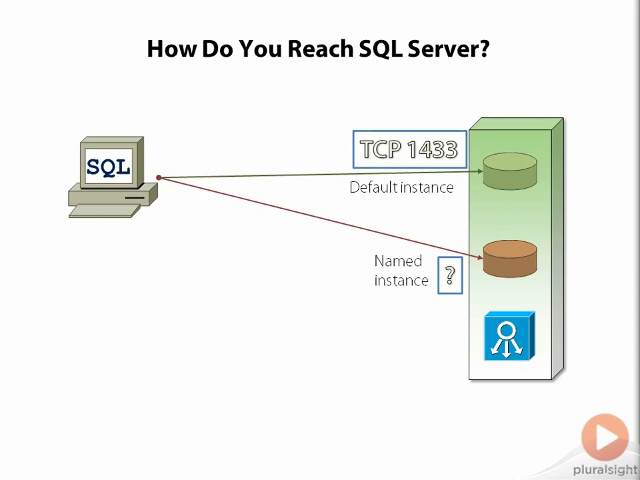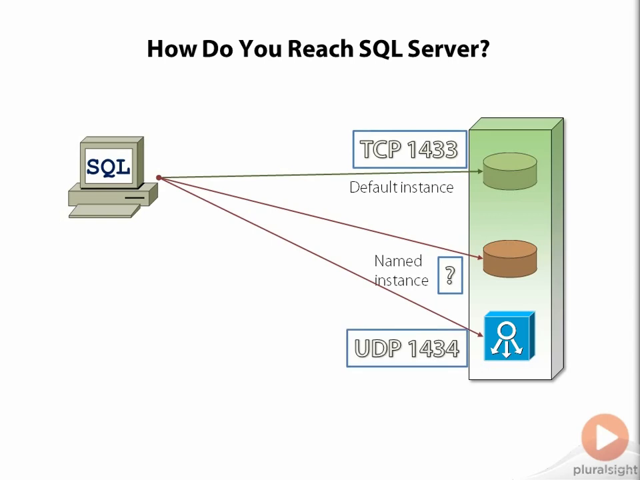But the next question is, how does the client connect to SQL Server browser? It connects to the browser through the UDP 1434 port. Then the browser answers to the client with the TCP port used by the named instance, and then the client can connect directly to the named instance by its TCP dynamic port.